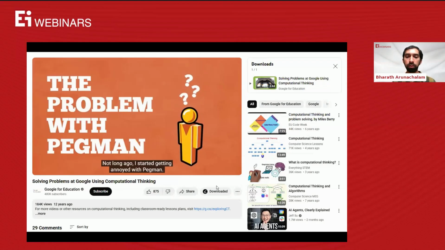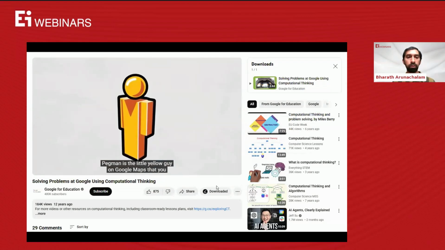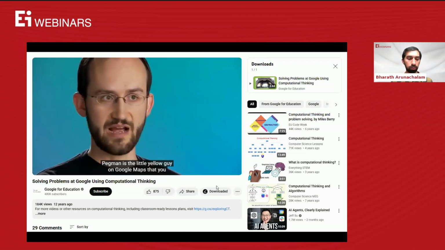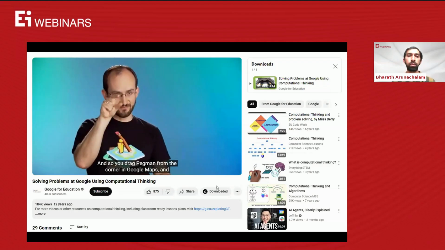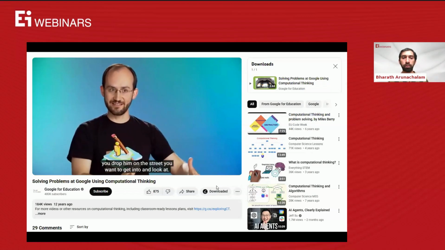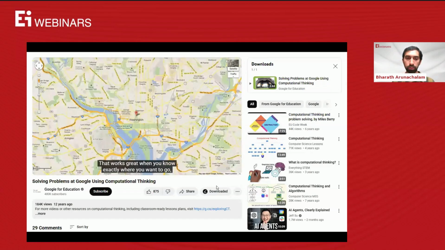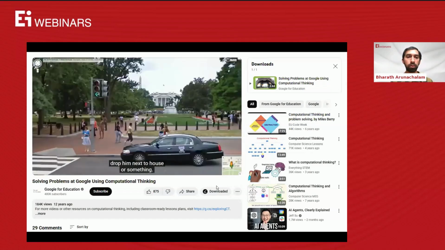Not long ago, I started getting annoyed with Pegman. Pegman is the little yellow guy on Google Maps that you can drag to get into Street View. So you drag Pegman from the corner in Google Maps and you drop him on the street you want to get into and look at. That works great when you know exactly where you want to go, when you want to zoom all the way in on a single address and drop him next to a house or something.